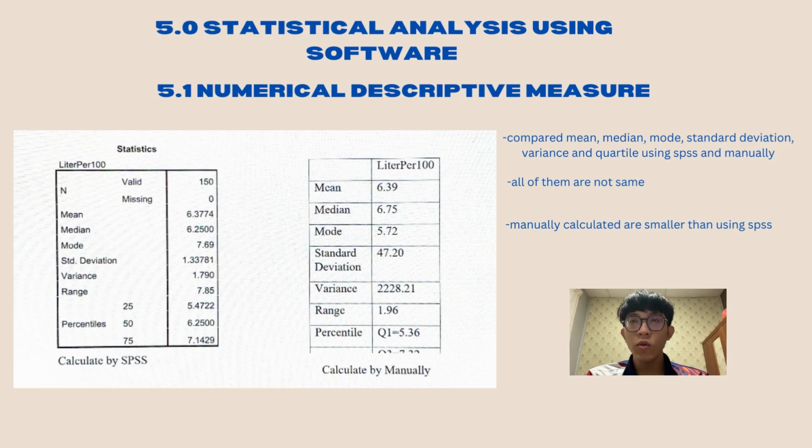A21A2659. So for 5.1, this table shows the numerical descriptive measures of mean, median, mode, standard deviation, variance, range, and percentile by using SPSS and by calculating them manually. The result shows that the data from both tables is not the same because the SPSS cannot read the data accurately. The table also shows that the manual calculations are much smaller than those using SPSS.